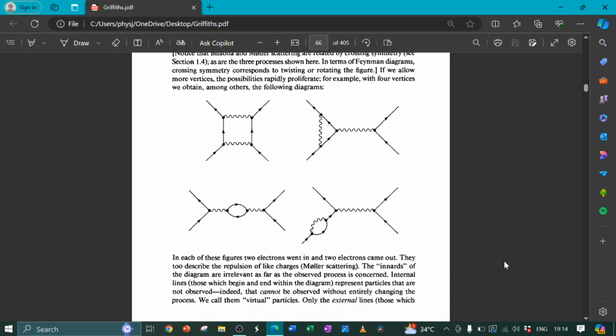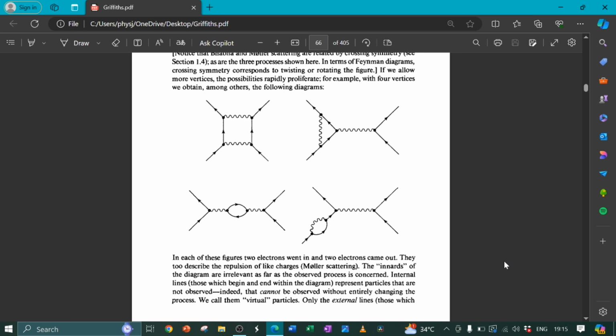In each of these figures, 2 electrons went in and 2 electrons came out. They too describe the repulsion of like charges, Møller scattering. The innards of the diagram are irrelevant as far as the observed process is concerned. Internal lines, those which begin and end within the diagram, represent particles that are not observed. Indeed, they cannot be observed without entirely changing the process. We call them virtual particles.